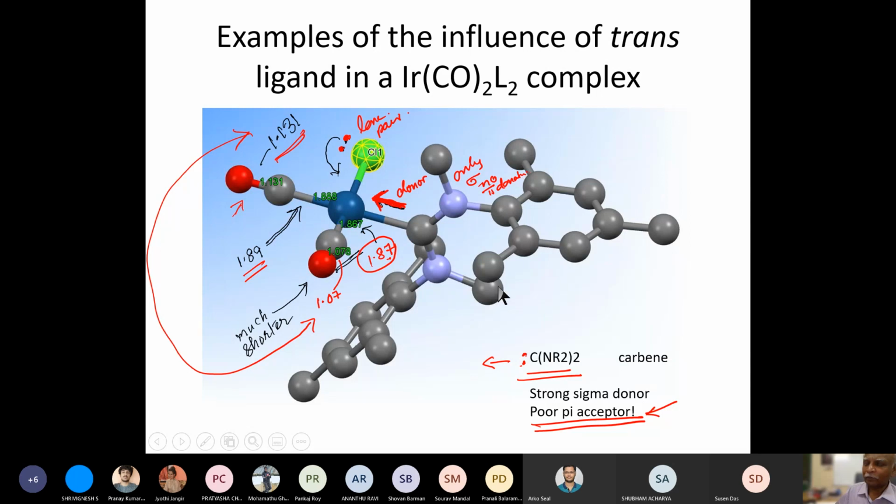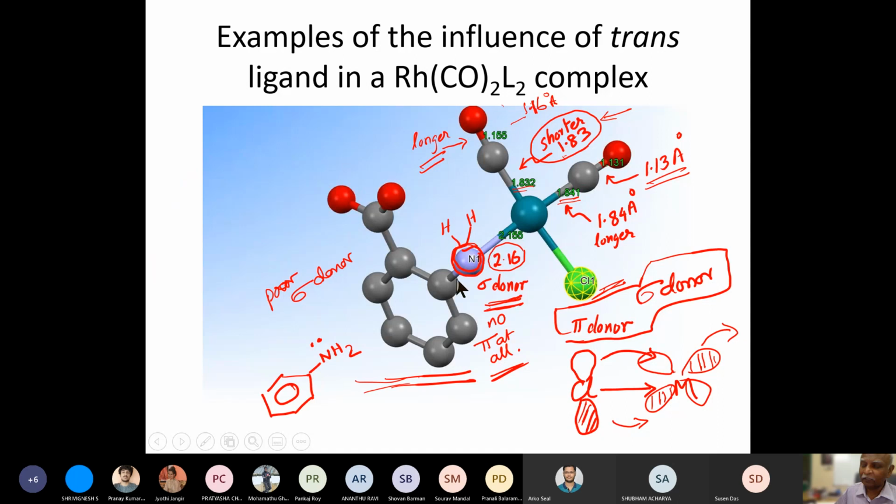Similarly, this is also a complicated example in the sense that it is a very good sigma donor and a poor pi acceptor. So both are there. Due to this competitive effect, the bond length is not decreasing as much as you would expect. I should have put this example first. Here, it is very straightforward.